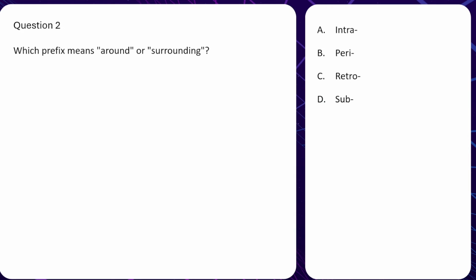Next, we have question 2. What prefix means around or surrounding? Is it intra, peri, retro, or sub? So the prefix that means around or surrounding is the term peri. So for example, the pericardium refers to that membrane that is surrounding the heart.